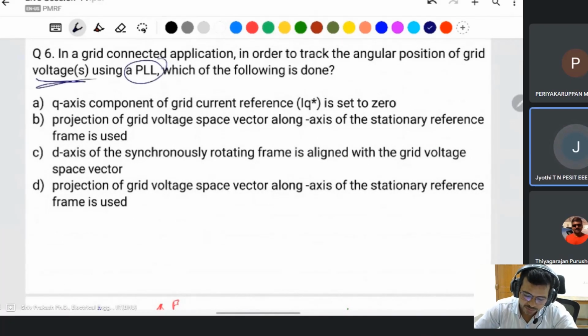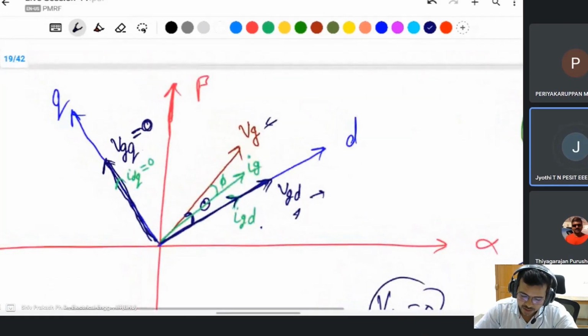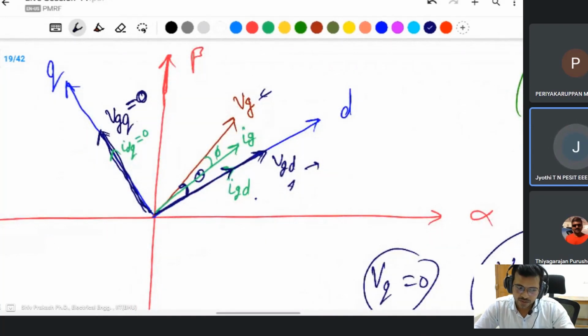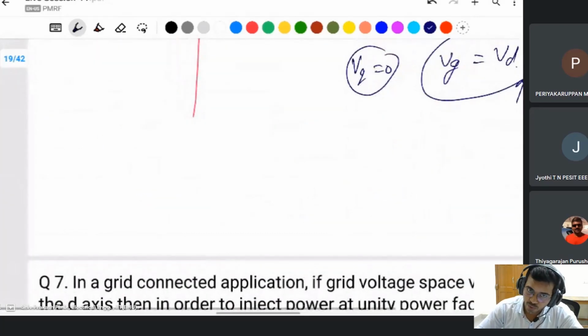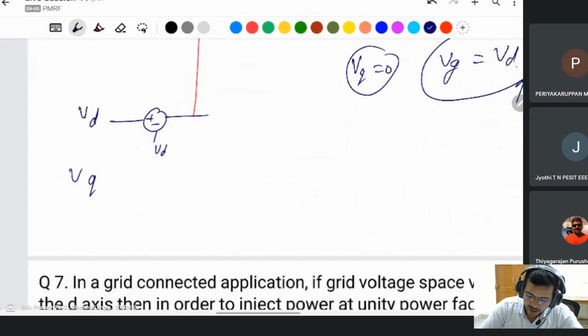Excuse me, sir. For unity power factor in a DQ frame, can you tell, sir, how to get unity power factor? You have two frames, no? You have two quantities like VD axis and Q axis. Suppose if you take a VD and VQ, it will compare some VD. This is the reference signal.